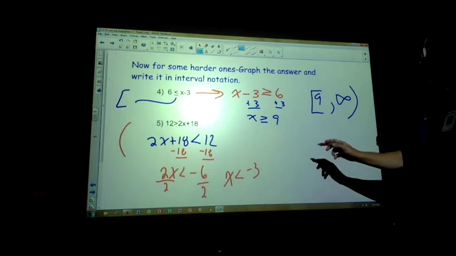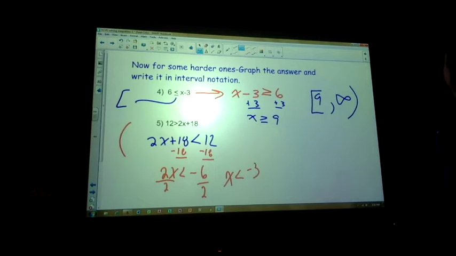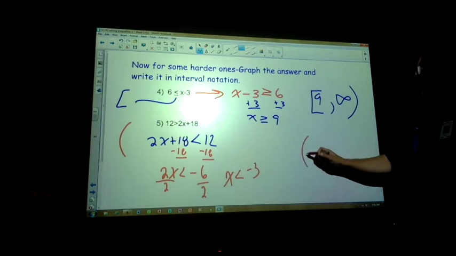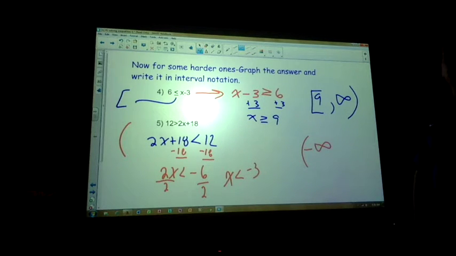So I want values bigger or smaller than negative 3. Smaller. So where am I going to? So that's where I'm coming from, right? That's where that's heading to. And I'm going to go up to what? Negative 3. What's my bracket? Rounded. Done.